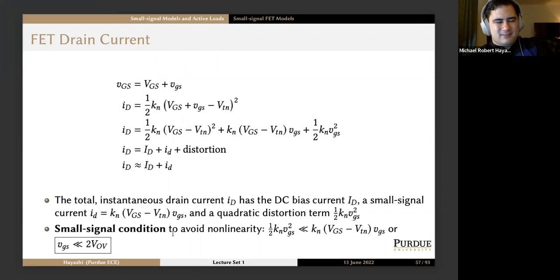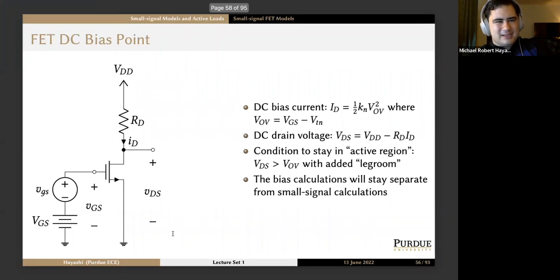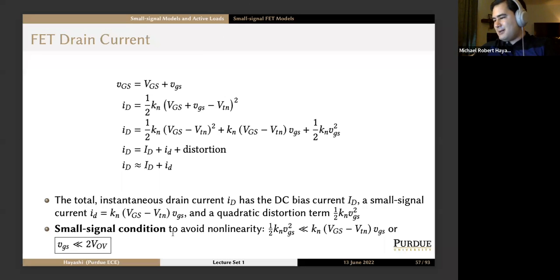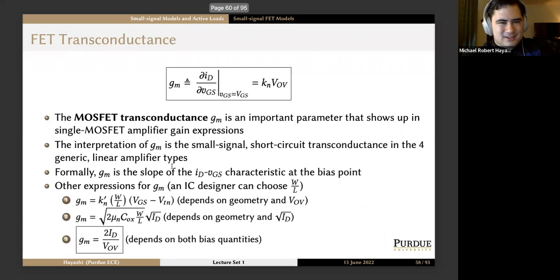So we've derived the small signal condition. We've talked about DC biasing. We should be good to go to get a linear amplifier. Looking at this little id term, our small signal current, we can define a new parameter that we will use in our future circuit models, and that's called MOSFET transconductance, little gm. It's an important parameter. It's going to show up in our small signal MOSFET amplifier expressions a lot.